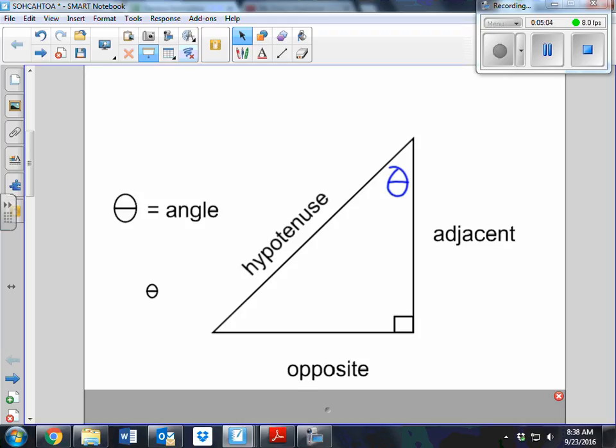Now, I like teaching SOHCAHTOA. In my opinion, it is simpler, but the law of sines, if you know how to use it, also applies here. However, the law of sines is a lot more steps than SOHCAHTOA.